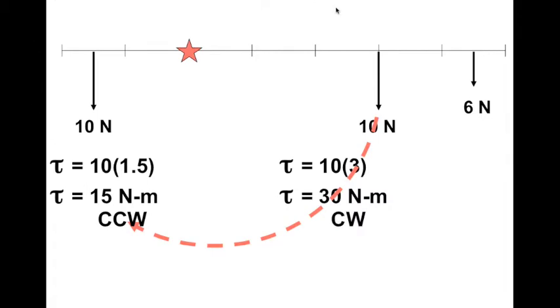12 o'clock, 1, 2, 3 o'clock, 4 o'clock. Yeah, the clock goes like that, so that one was clockwise. Over here I've got 6 meters, and that is 4.5 meters from the pivot point. Here's my pivot point. 1, 2, 3, 4.5.